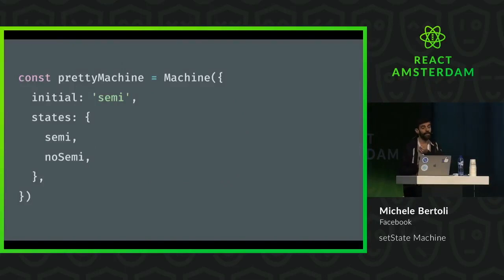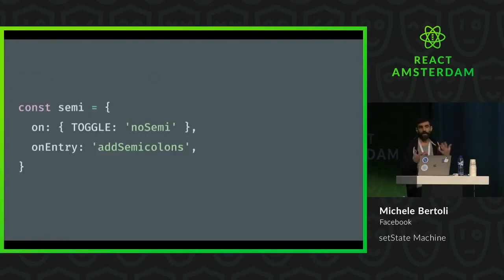The first thing we need to do is to define this machine in a way that XState can understand it. You define it using this JSON object that you pass to the machine function, and we generate this pretty machine that has the initial state semicolons, and then you define the different states. Each one of the states looks like this. The semicolon state, on the toggle event, goes to no semicolons, and the on-entry action is going to be add semicolons. Similarly, from no semicolons to semicolons, the action is going to be remove semicolons.